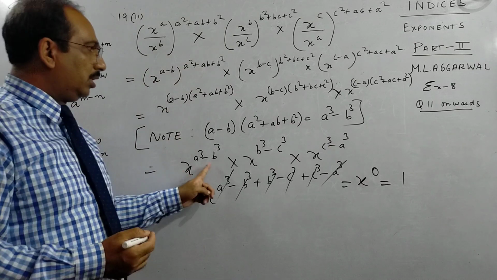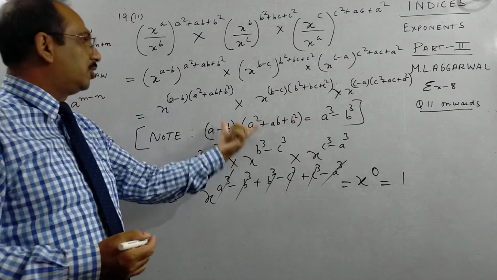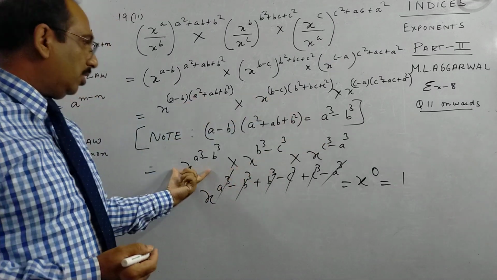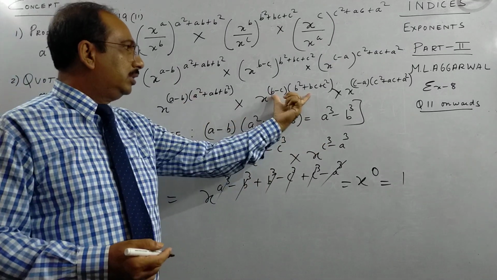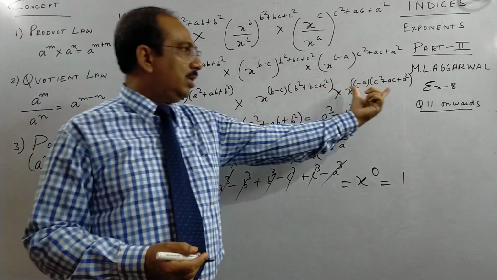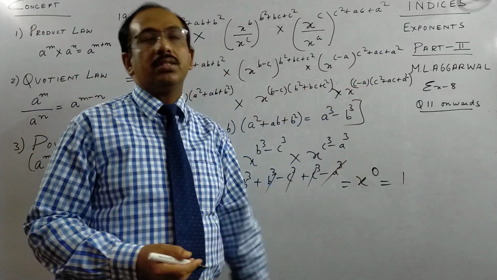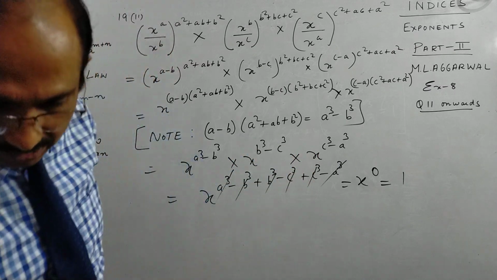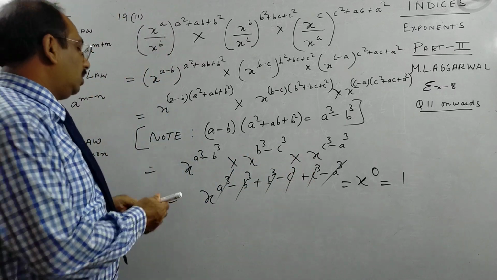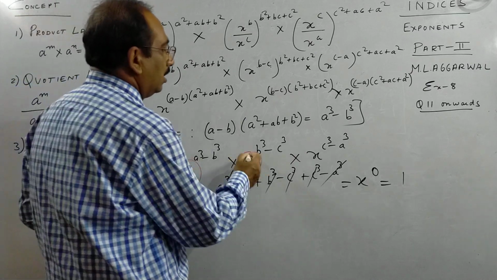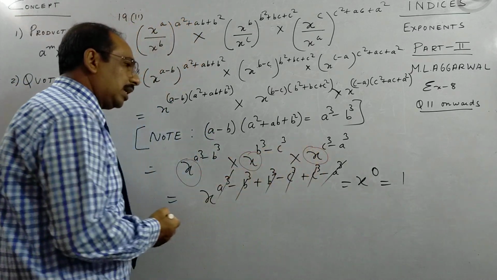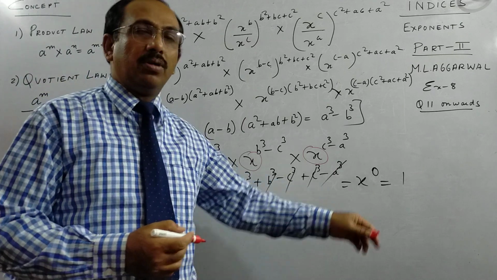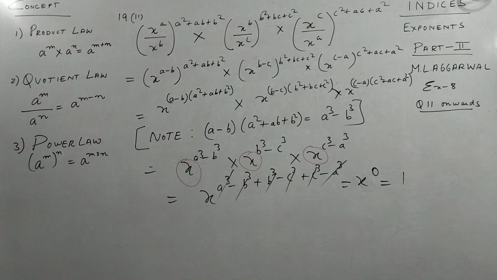Once more, here we have used the a cube minus b cube formula, and we got a cube minus b cube, this becomes b cube minus c cube, and this is nothing but c cube minus a cube. When the bases are the same, the powers are added, and anything to the power 0 is 1. So please copy.